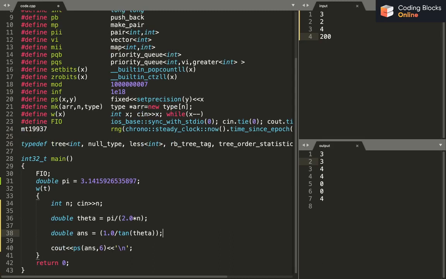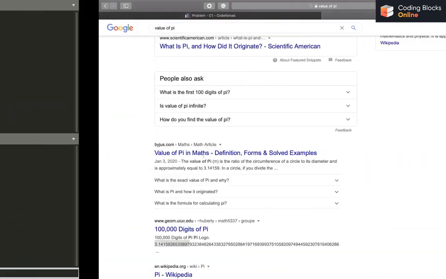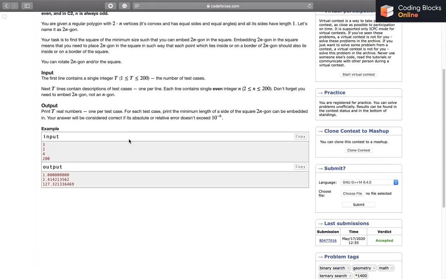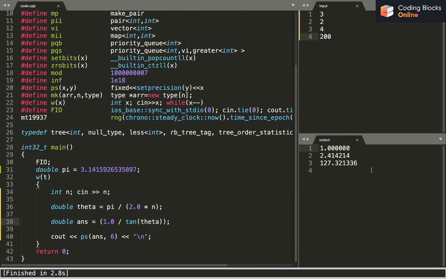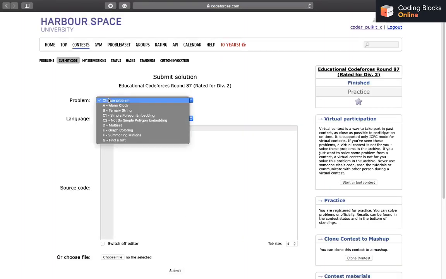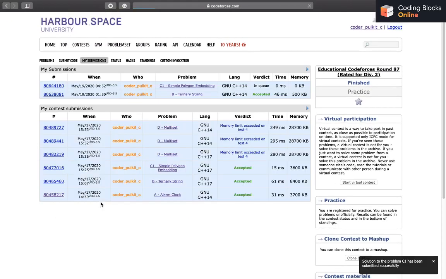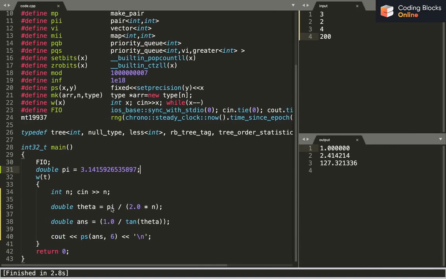Okay, so let's try and run it for the sample test cases. 2.4142 seems about correct. Then 127.3213, 127.3213. Yeah, that's it. So let's just try and submit the code. Accepted. Yeah, I hope the approach was clear. It was simple to understand according to me.